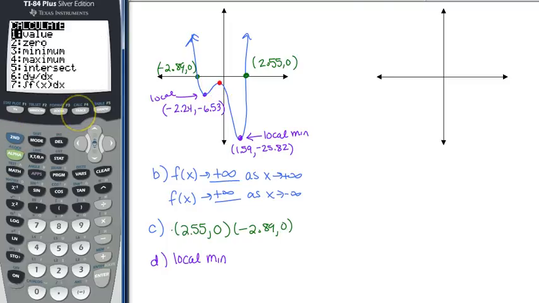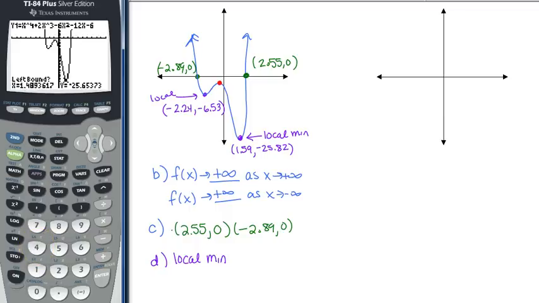So we go to second trace again. This time instead of 3, we want 4, our maximum. And again, it wants a left bound. If that's the highest point, we want to go left of the highest point, so we've got to keep scrolling left until we've crossed over the turning point. Make sure that you don't go too far. Enter. Scroll to the right. Cross so that you're right of the vertex. And back towards the middle. And then we have our local max is negative 0.84, comma negative 0.84.